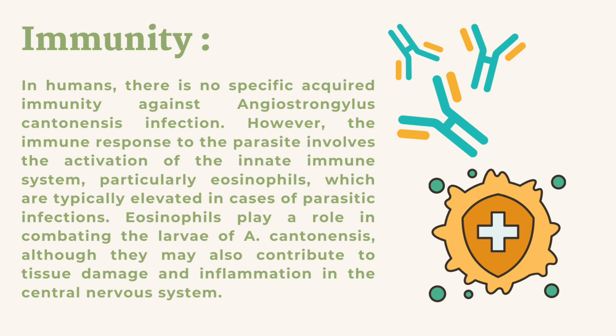There is no specific immunity for us humans against Angiostrongylus cantonensis infection. However, the immune response to the parasites involved the activation of the innate immune system, particularly neutrophils or katong type sa white blood cell, which are typically elevated in cases of parasitic infection. Neutrophils play a role in combating larvae of Angiostrongylus cantonensis, although they may also contribute to the tissue damage and inflammation in the central nervous system.